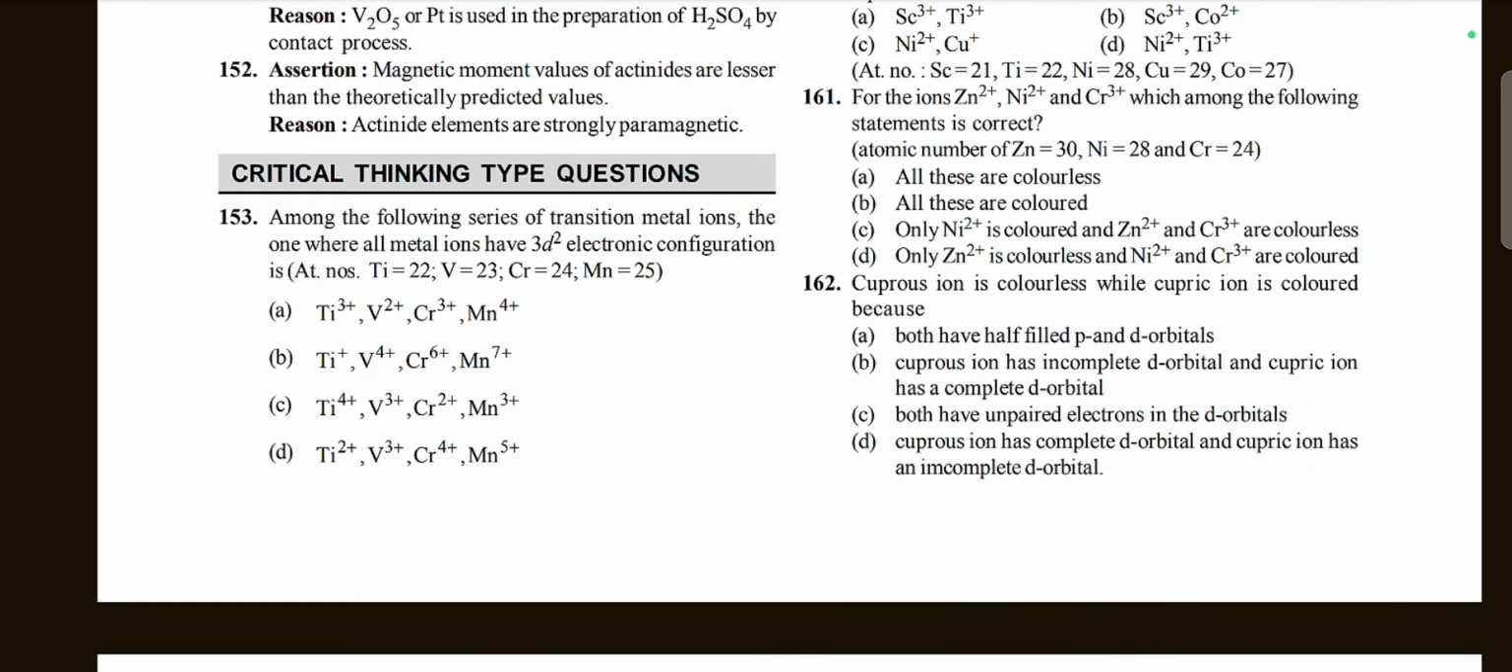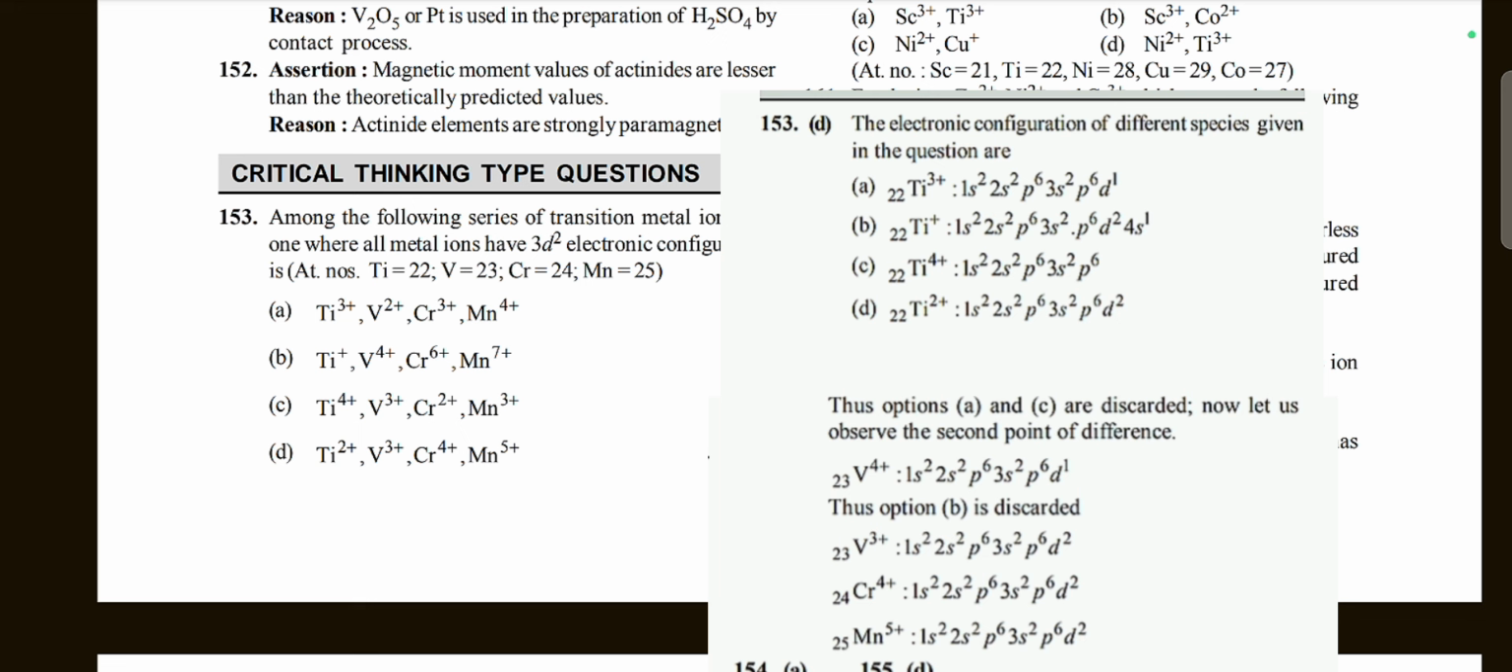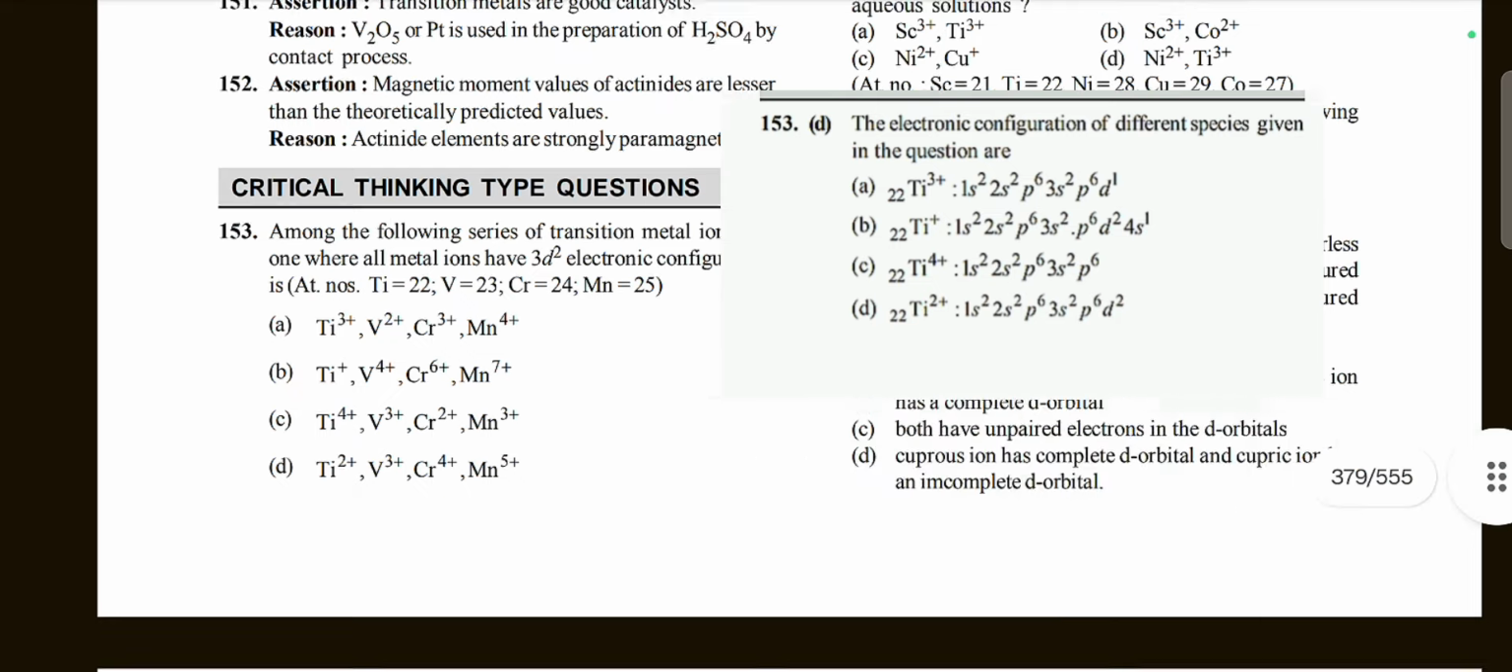Critical thinking type questions. Among the following series of transition metal ions, the one where all metals have 3d2 electronic configuration is? So first, in case of Ti, Ti3+ will have d1, Ti+ will have d2 4s1, Ti4+ will have 0, and Ti2+ will have d2, so option D will be correct.